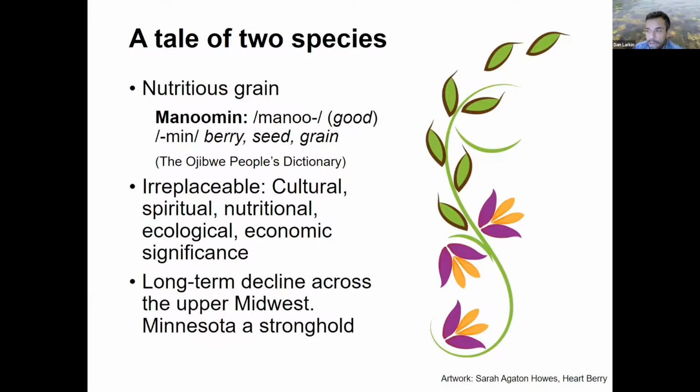Unfortunately, we see this pattern of long-term decline across the upper Midwest, and a shrinking of its geographic range, the watersheds that it's found in, and its local abundance, as Josh was talking about. And Minnesota is really a stronghold. If you look at the main states for this species of wild rice, Minnesota, Wisconsin, and Michigan, there have been losses across the board, but we have the most remaining here in Minnesota. And so its conservation is a high priority.